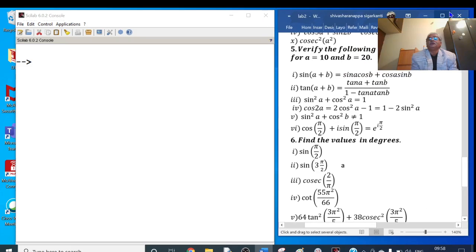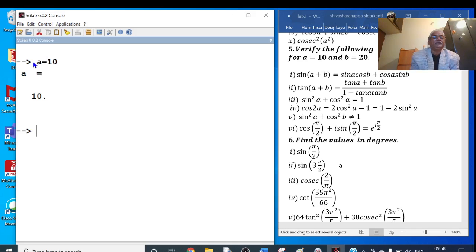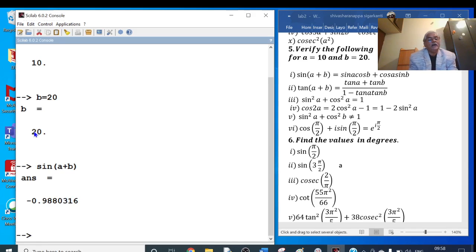So for that, I will go to my Scilab console. Here I will assign a equal to 10, enter, and b equal to 20, enter. Now I have assigned a and b. I will calculate sin open bracket a plus b bracket close, enter. I am getting minus 0.988 something here.